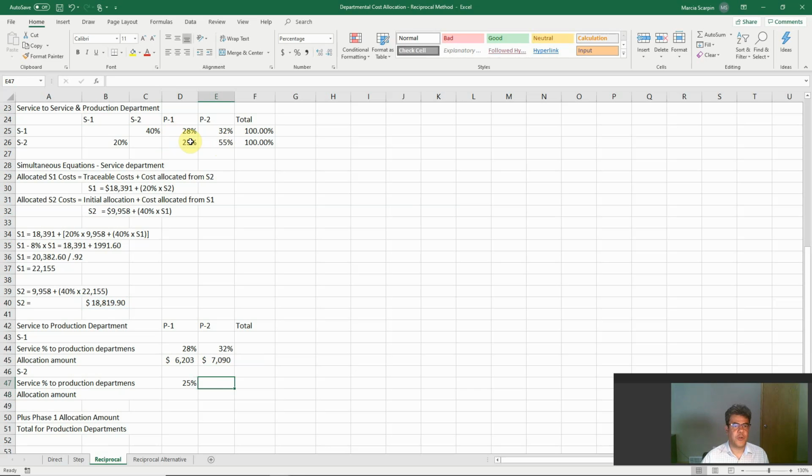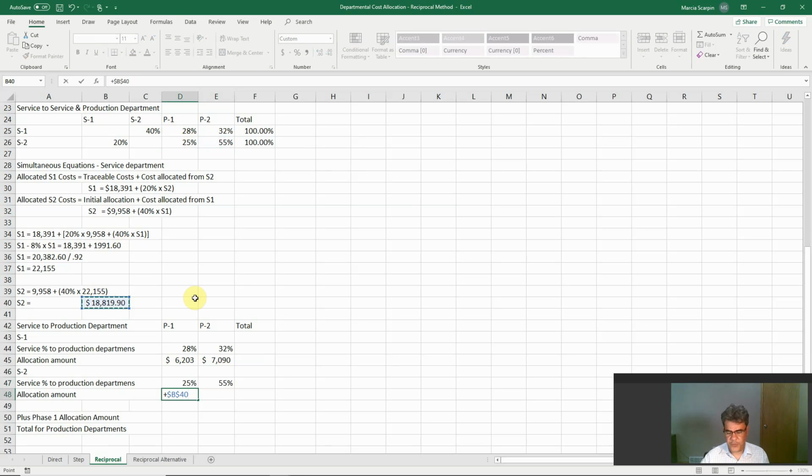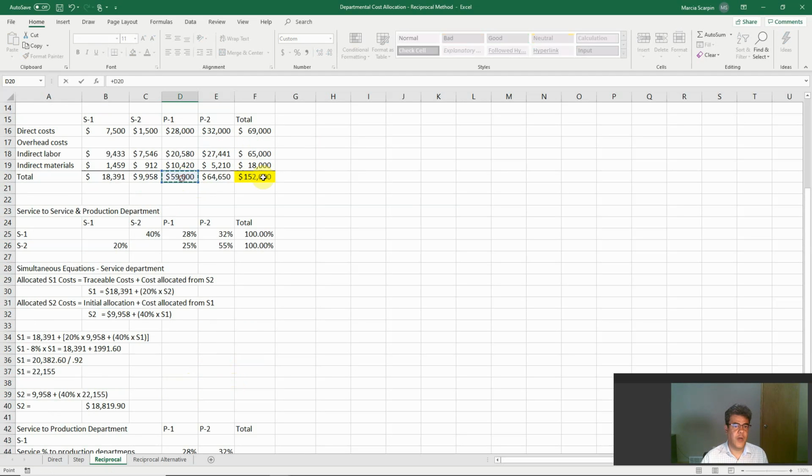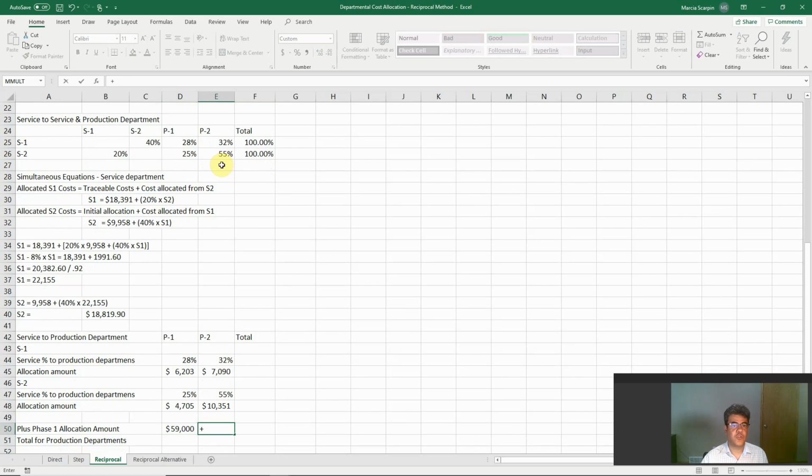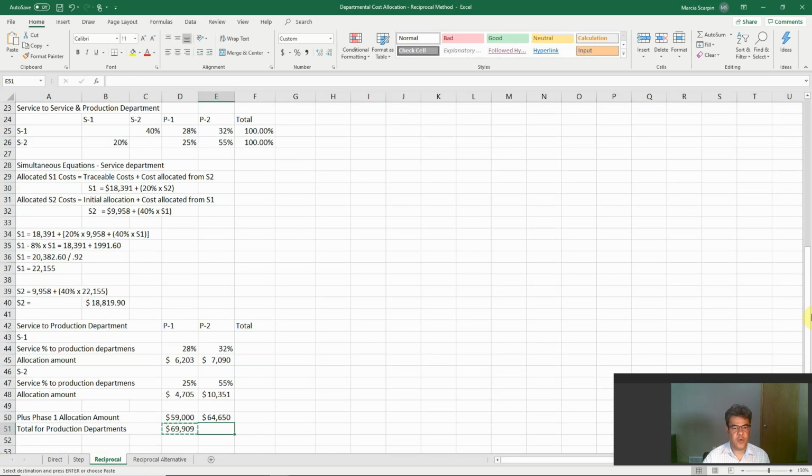25% service 2 to production 1, 55% from service 2 to production 2. And now the allocation amount. This one, let's fix it, times 25, and then times 55. Plus phase 1. Phase 1, production 1, 59. Production 2, 64. So the total cost for product 1 will be service 1 plus service 2 plus phase 1, 69. Copy and paste for production 2, 82.